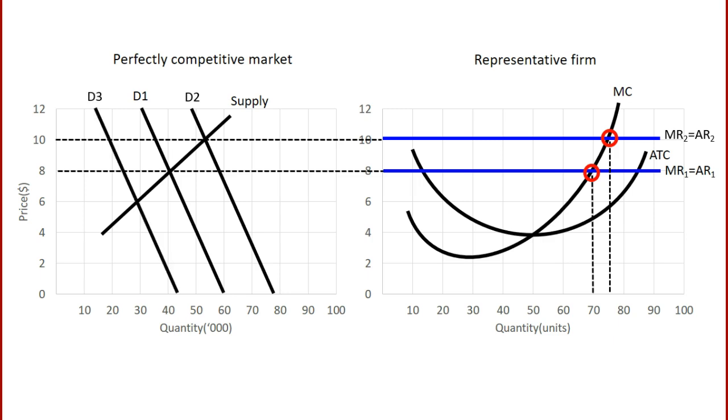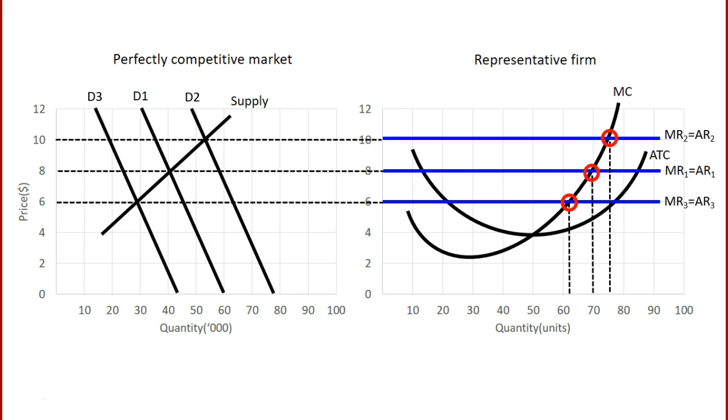Then, if we decrease demand, the demand curve shifts to the left, the equilibrium price will fall to $6. Correspondingly, the marginal and average revenue curve for the individual firm will shift downwards to $6 as well. Where is the optimal output? The optimal output will be where marginal revenue equals marginal cost, which will now be lower. It will be at this point here, which is what, 62 or something like that.